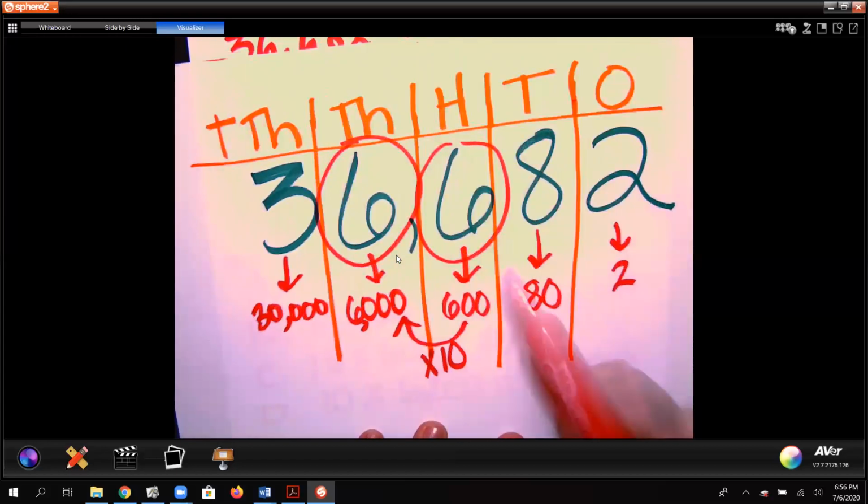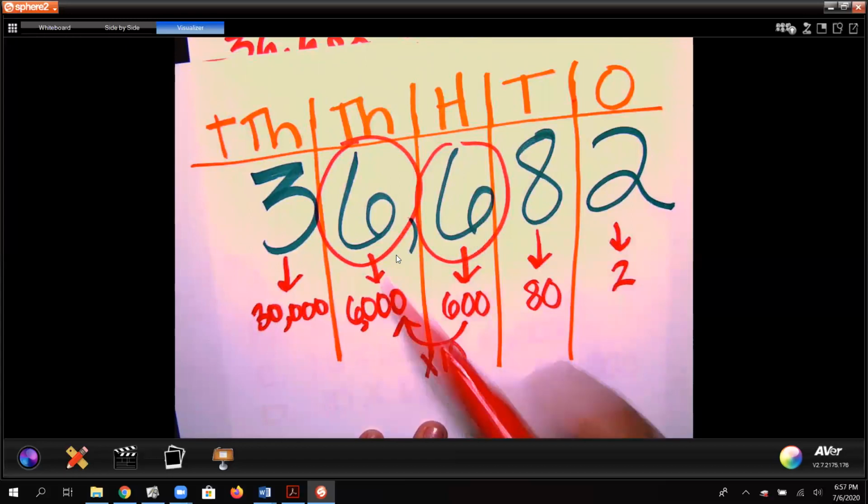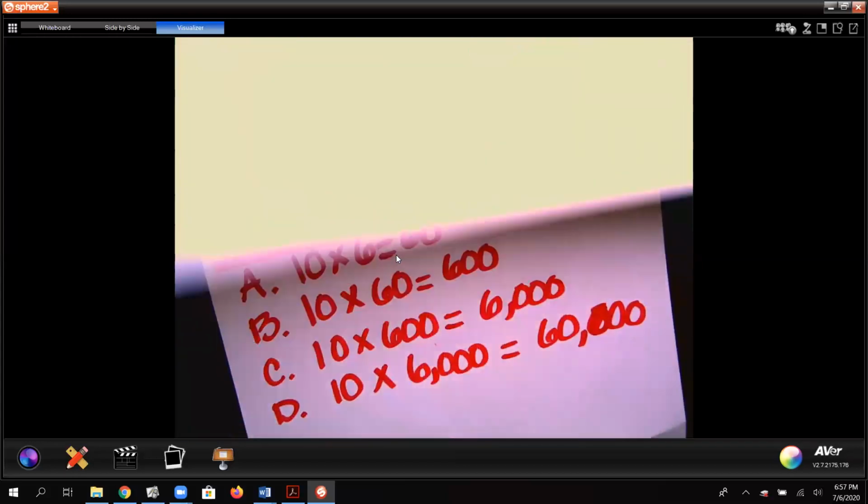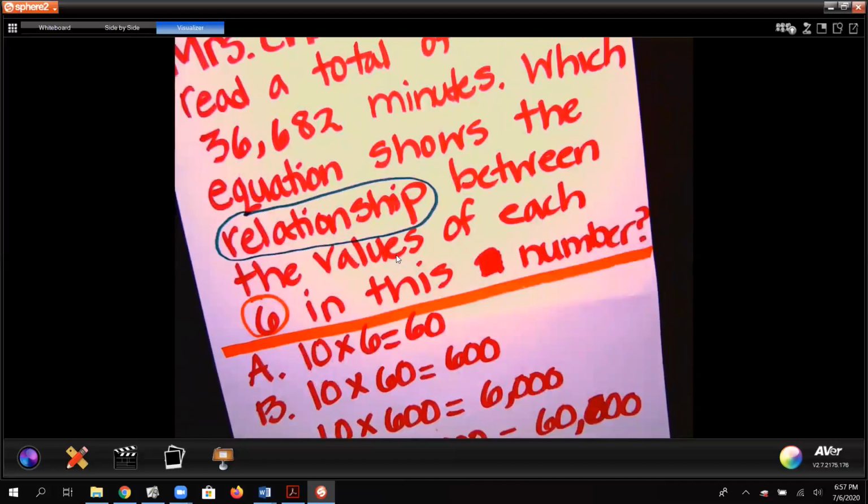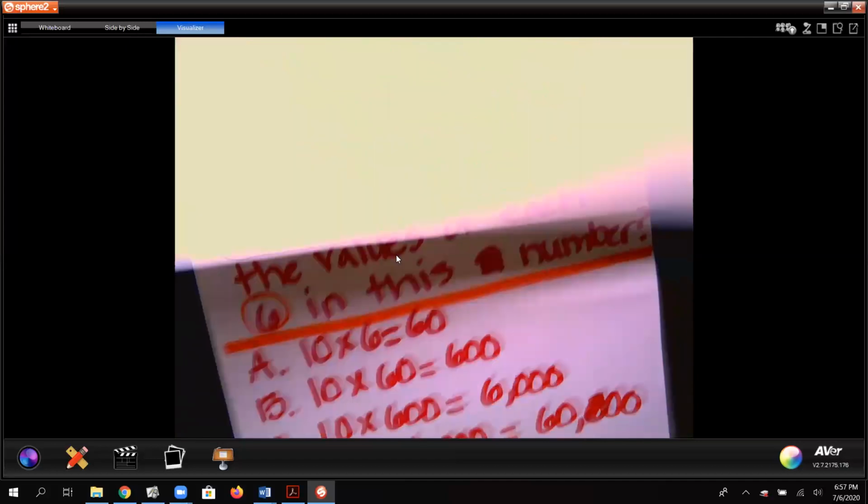But for this problem, they want us to focus on these 2 6s right here. So how did we get from this 6 to this 6? They multiplied by 10. Remember the power of 10. So here are our choices. And the question again was, which equation shows the relationship between the values of each 6? Well, let's see.